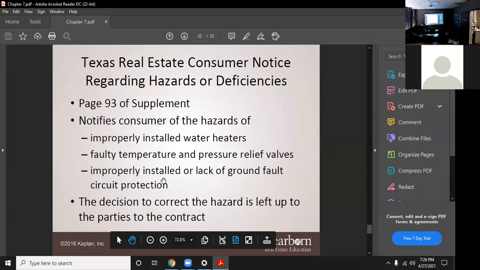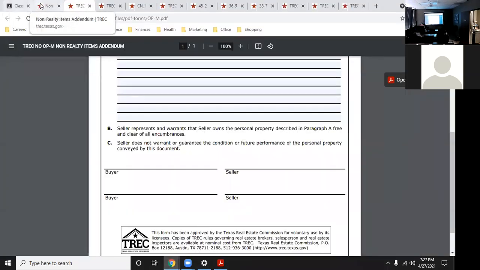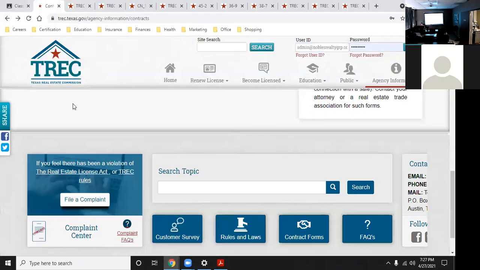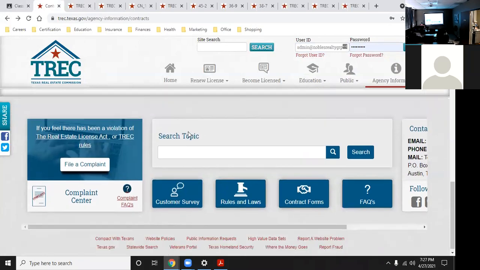All right, real estate consumer notice regarding hazards and deficiencies. So this notifies consumers of hazards of improperly installed water heaters, faulty temperature and pressure relief valves, or lack of ground fault circuit protection. The decision to correct the hazard is left up to the parties. So if there is a hazard here, it is up to the parties to decide who's going to fix it or what you're going to do about that.